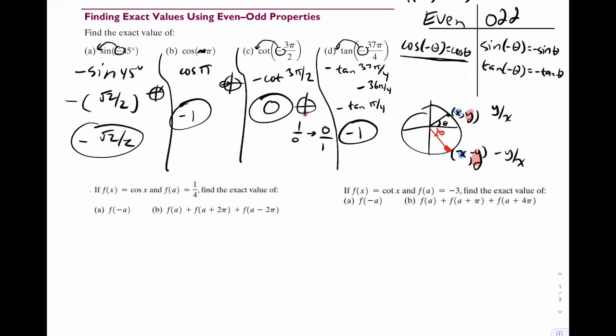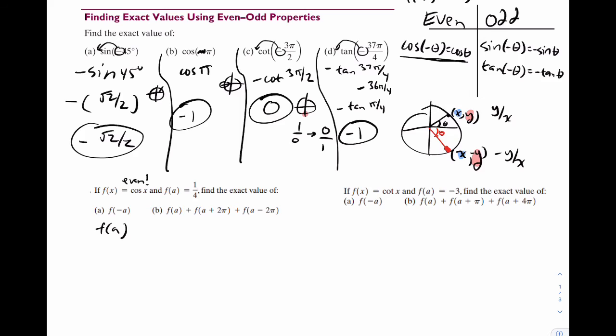So now we're going to use those examples on some advanced problems. So f is cosine, f of a is a quarter. So what's f of negative a? Well, cosine is even, which means f of negative a is f of a. F of a is a quarter. Done. Okay, so now I have f of a, that's a quarter. If you add 2 pi, it doesn't matter. Minus 2 pi doesn't matter. So just keep adding a quarter. The answer is 3 over 4.